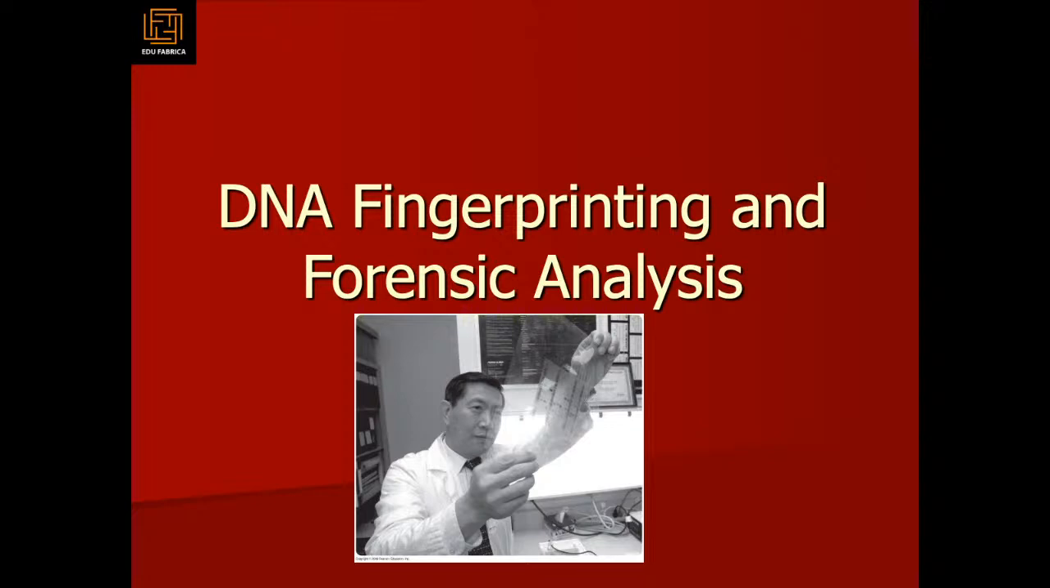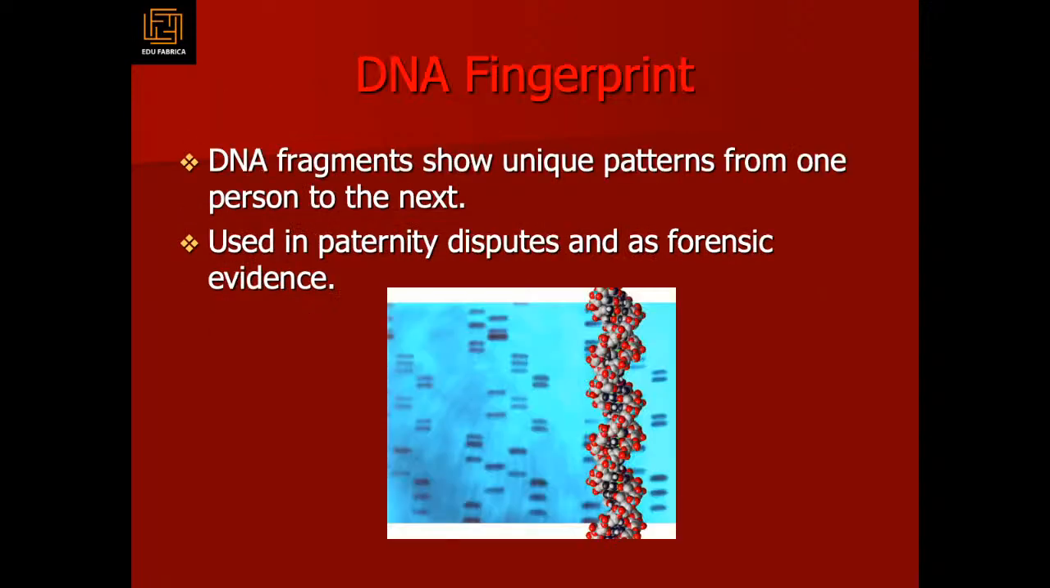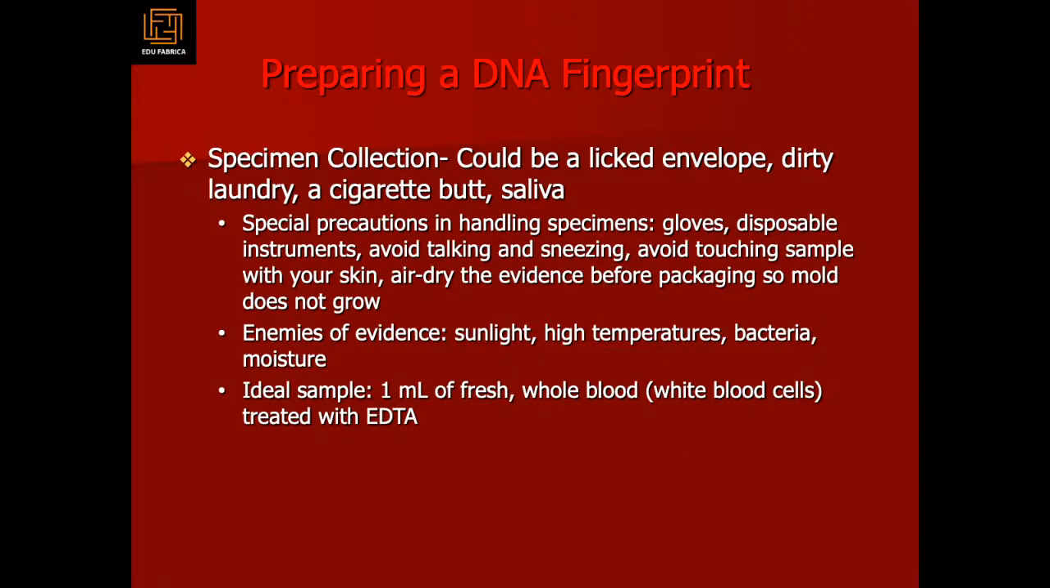So how can we use DNA fingerprinting for forensic analysis? Forensic science can be defined as the intersection of law and science. First was the photography of fingerprints; in 1985, the DNA fingerprint was introduced. DNA fingerprinting shows unique patterns from one person to the next. It is usually used in paternity disputes, to decide whether a child belongs to a parent, or for forensic evidence.